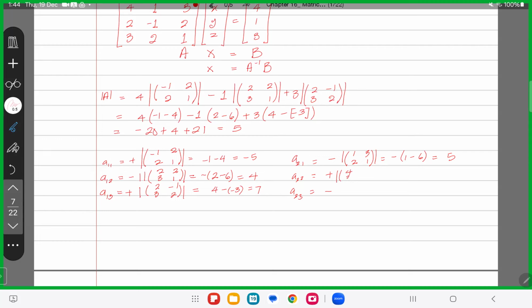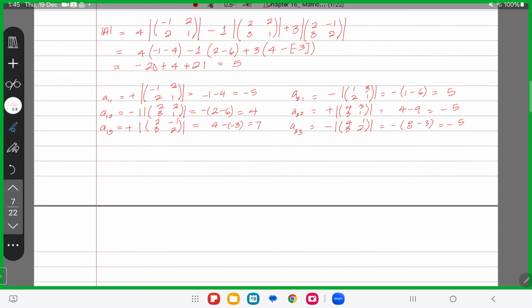For 4, 3, 3, 1, this is 4 minus 9, minus 5. Then minus the determinant of 4, 2, 1, 3, which is minus 8 minus 3, minus 5.